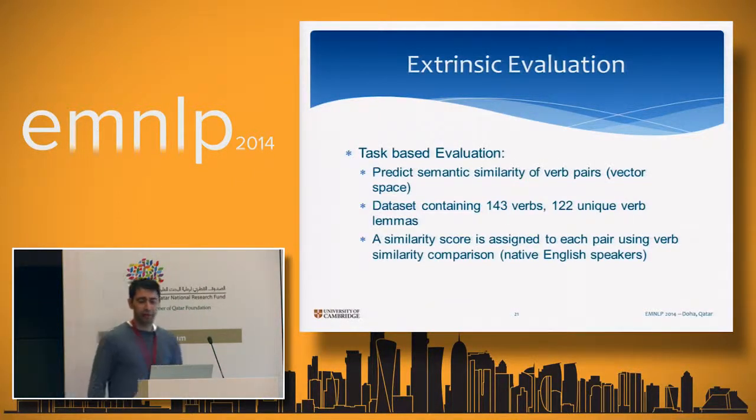Now, the extrinsic evaluation. So the idea is to use the model in another NLP task, and we tried to predict the similarity of two verb pairs in a vector space. So we have a data set of 143 verbs comprised from 122 unique verb lemmas, and a similarity score is assigned for each pair comparing verb instance pairs by native English speakers. So that's our gold standard.